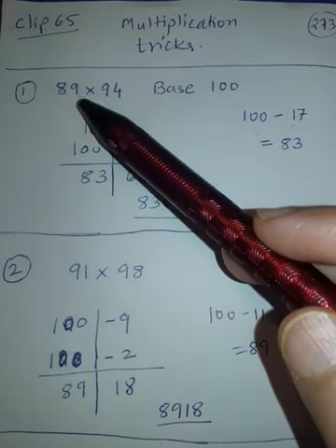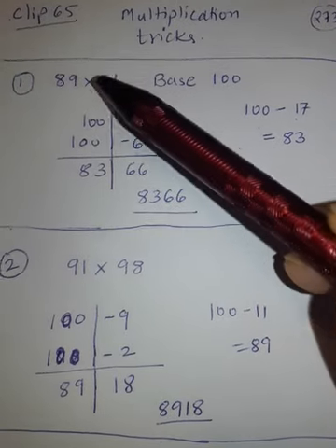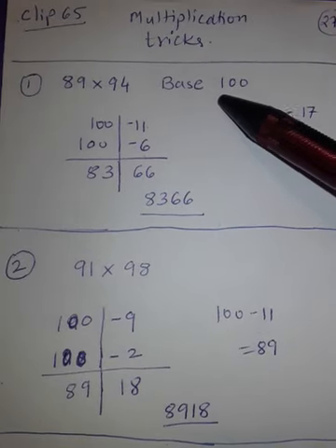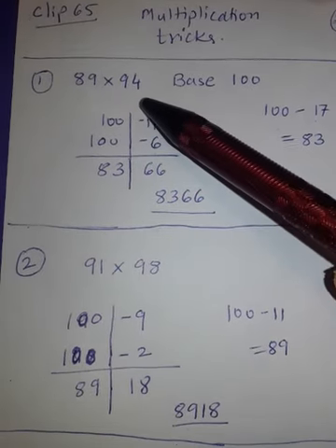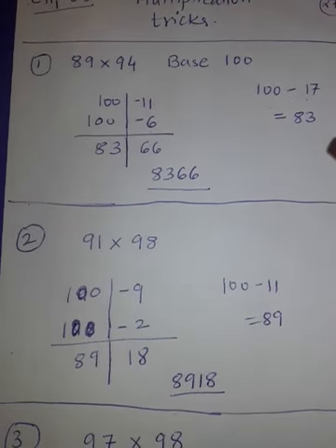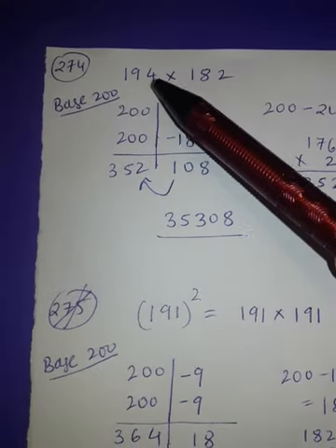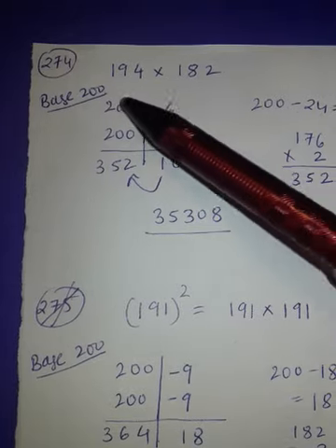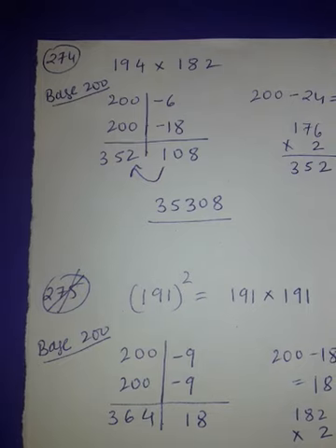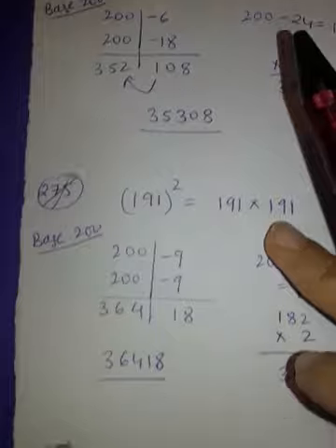First example, 89 multiplied by 94. What do you observe here? They both are slightly less than 100, common base 100. Both are less than 100. Here, 91 multiplied by 98. Again both are less than common base 100. If we take this example, 194 into 182, both are less than common base 200. So both numbers should be less than a particular 100. That's the requirement of today's trick.